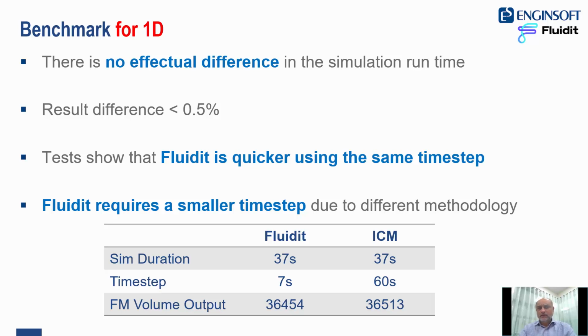So there's no real effectual difference in the simulation runtime. The results are less than 5%. Tests show that Fluidit is quicker using the same time step, but it does require a smaller time step due to different methodology. So in other words, there's not a huge difference in certainly the 1D.